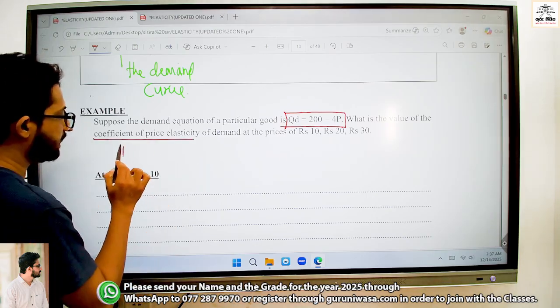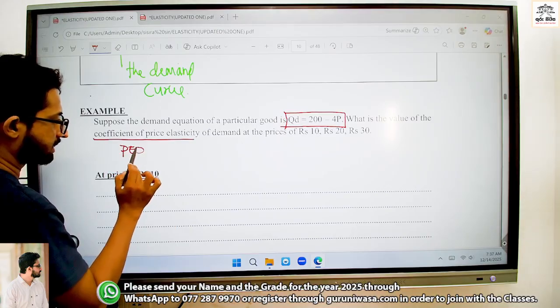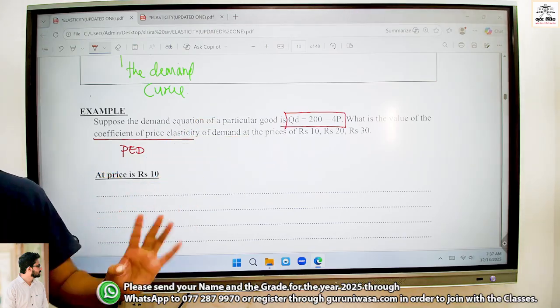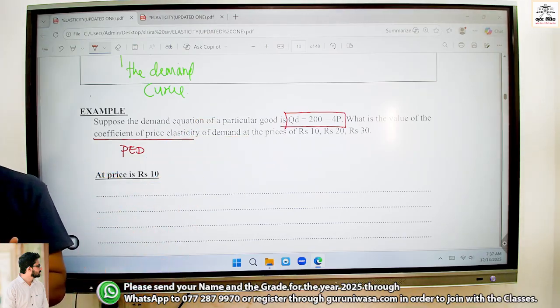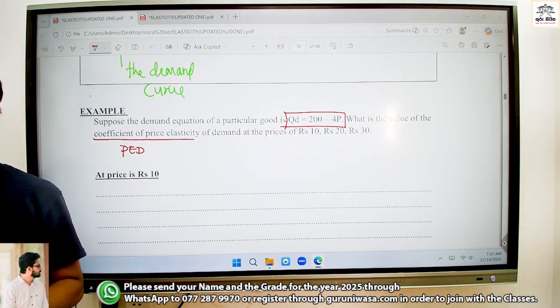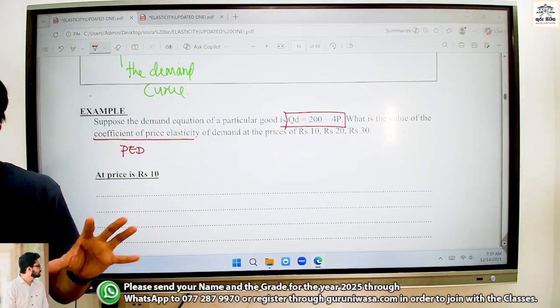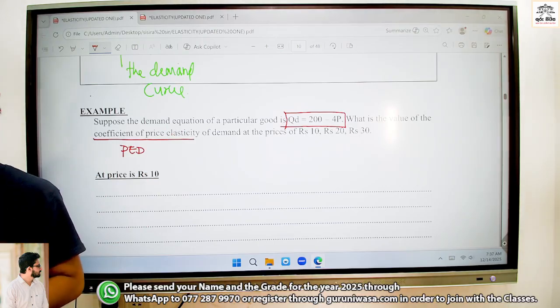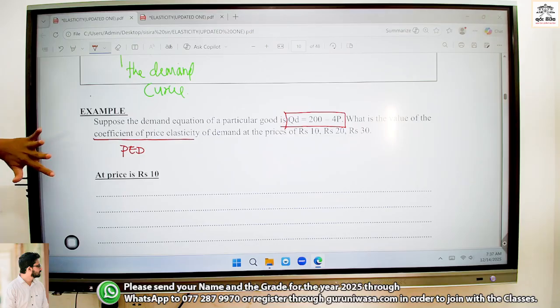Coefficient of price elasticity of demand means PED at prices. What are the prices? 10, 20 and 30. You need to calculate PED at these prices. At these points, it means you can use point price elasticity of demand. Okay. At price 10.